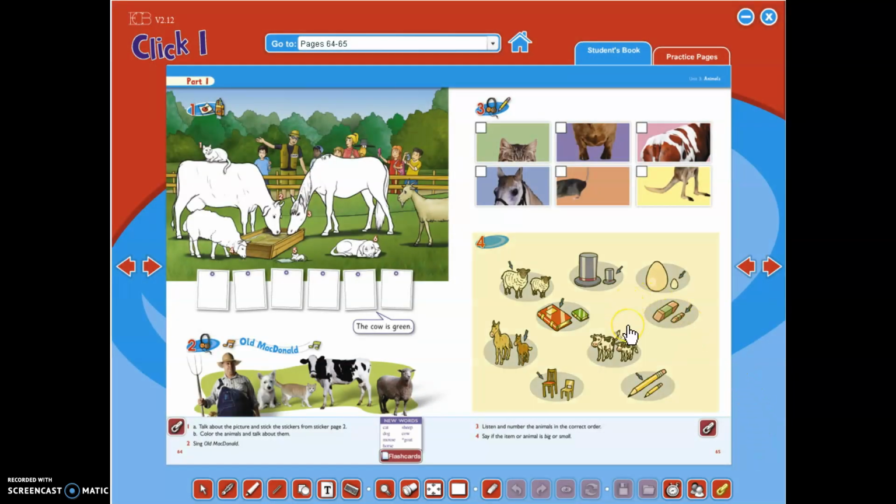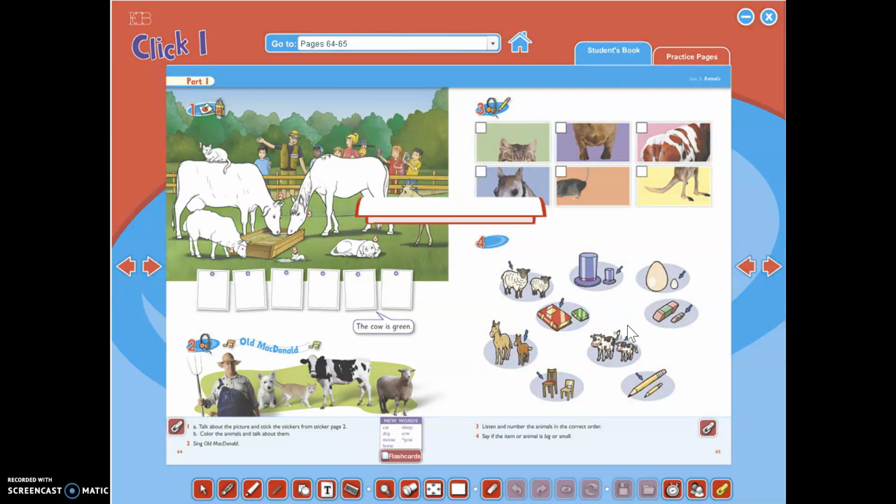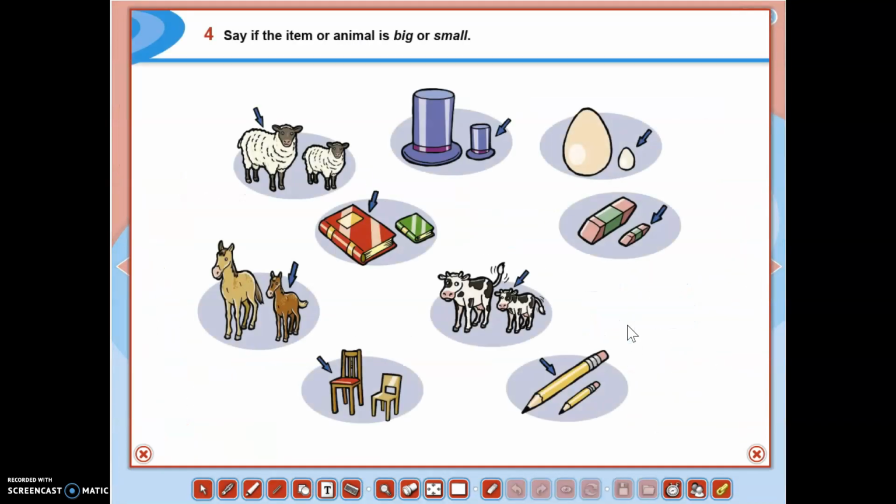Let's look at this picture, exercise number 4. Okay, look at the pictures and let's decide what is big and what is small. نقرر إشارة إذا عنا big كبير ولا small. Let's look at them. Where is the sign here, big or small? Big, we have a big sheep.